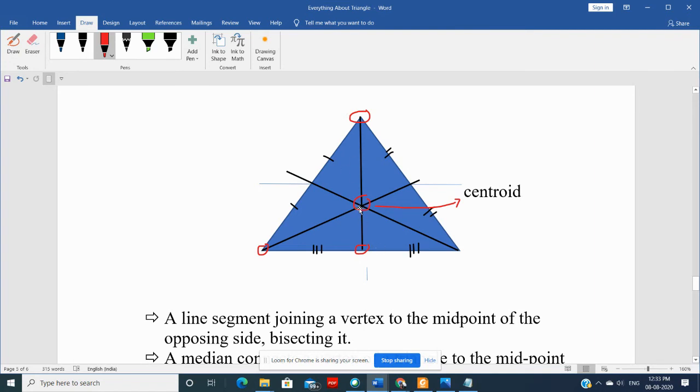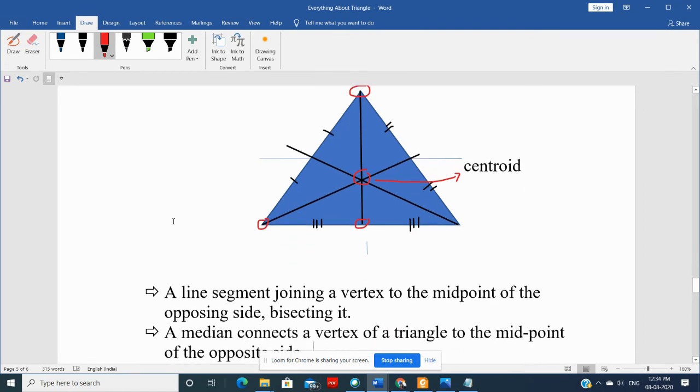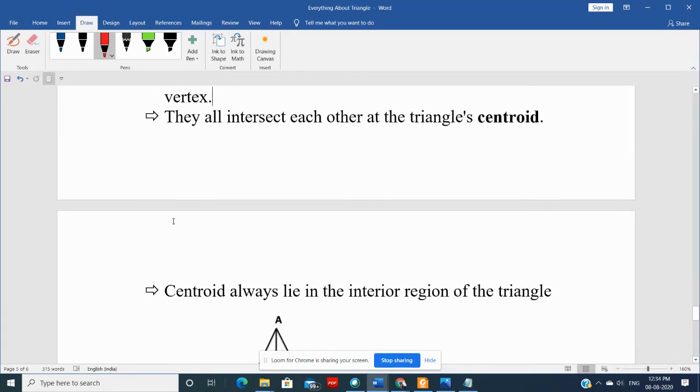Okay, this centroid is really very important because if you cut a cardboard shape like this, and if you draw a centroid, and if you take a pencil or pen, and if you target this point of centroid, and if you try to rotate this triangle, the triangle will rotate very nicely. Why? Because this is the center point. At center point, you can rotate the things very nicely, right? So it will not tilt in any direction. And that's why in geometry and in practical life also, this centroid is really very important. Okay, now, so they all intersect each other at the triangle's one point, and that point is called centroid.